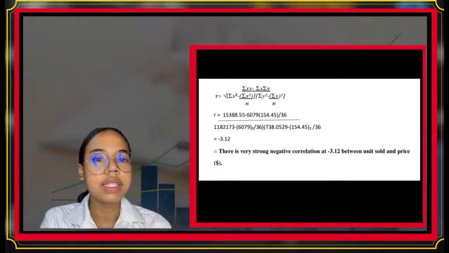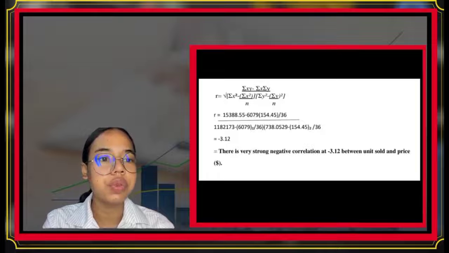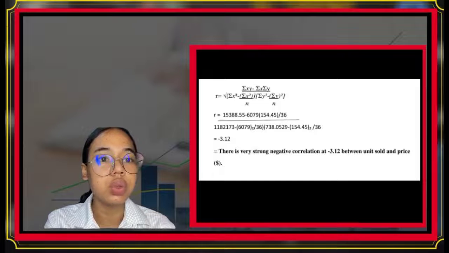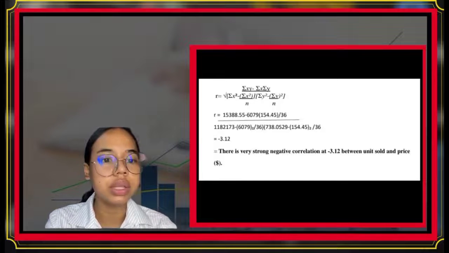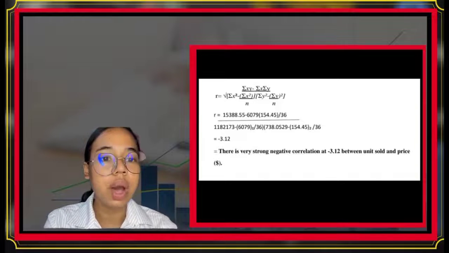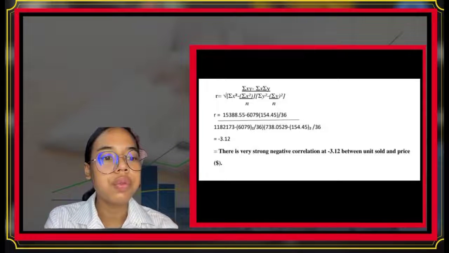Total X is 6079, total Y is 154.45, total for X square is 1,182,173. Total for Y square is 738.0529. Sum XY is 50,388.55.